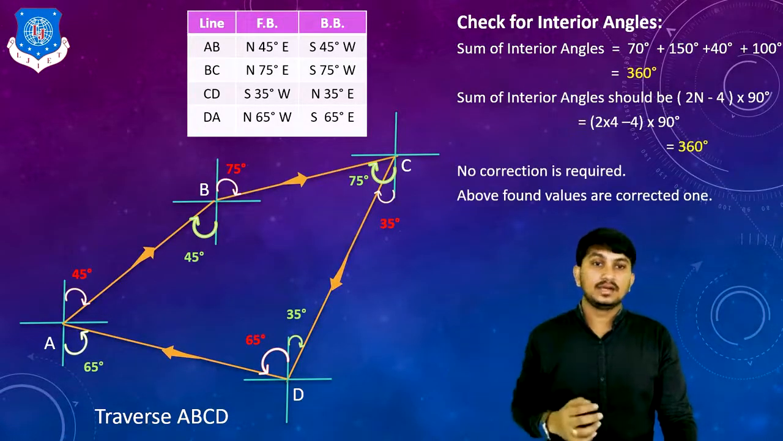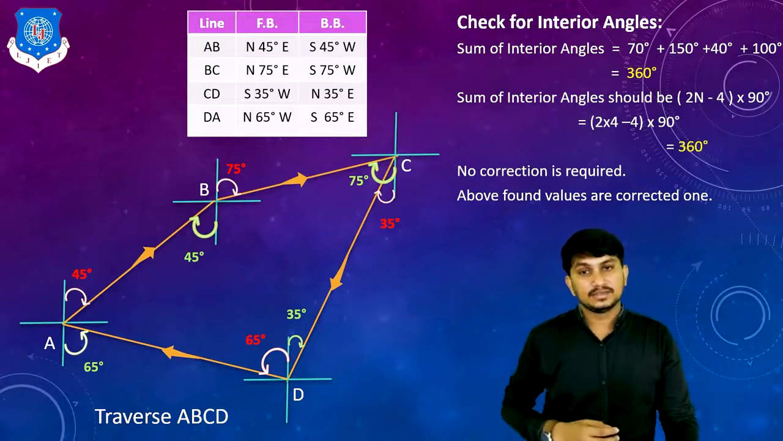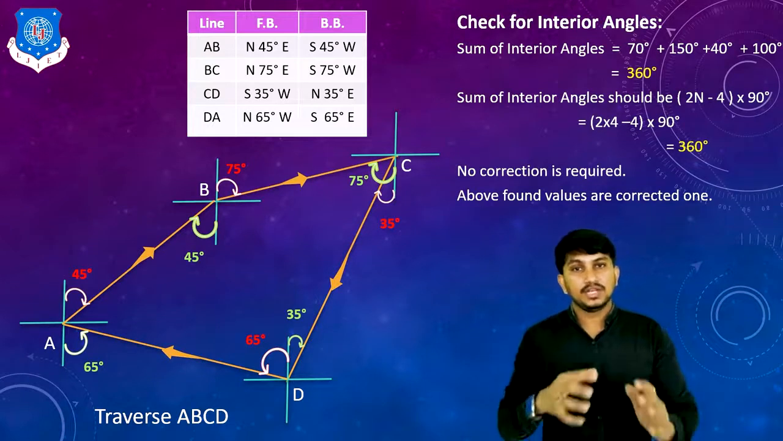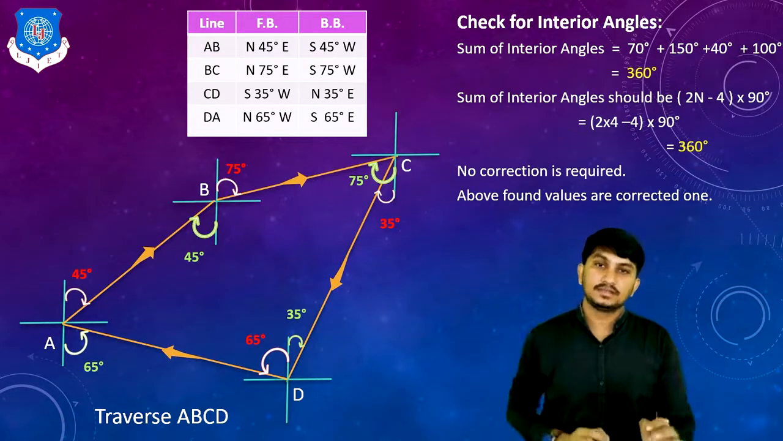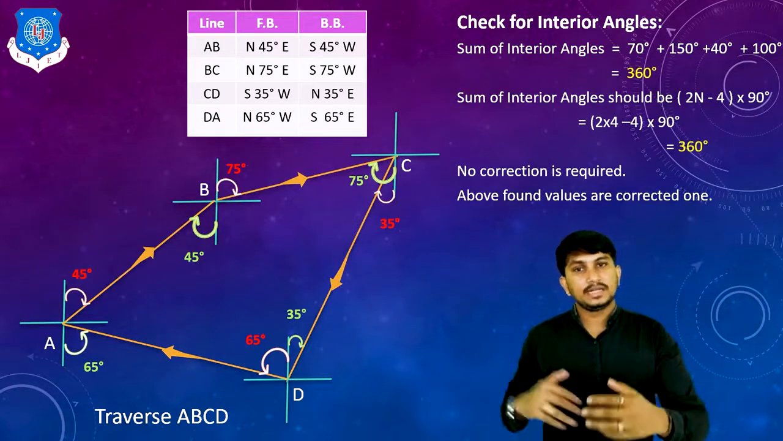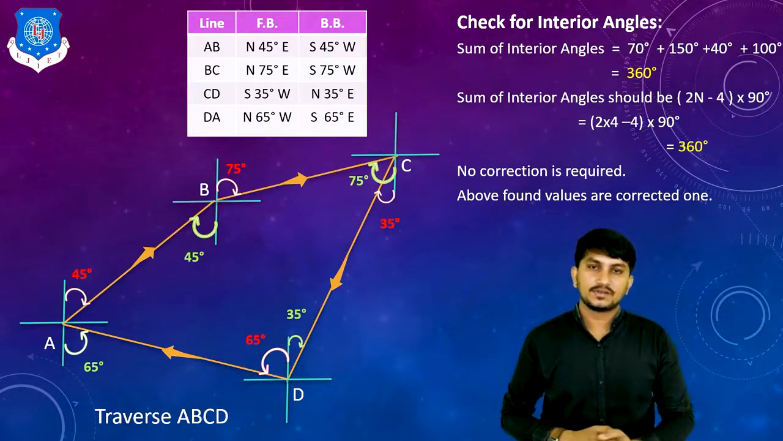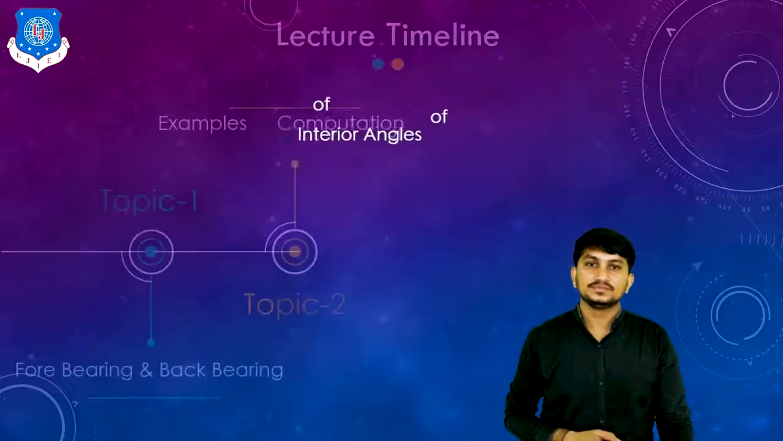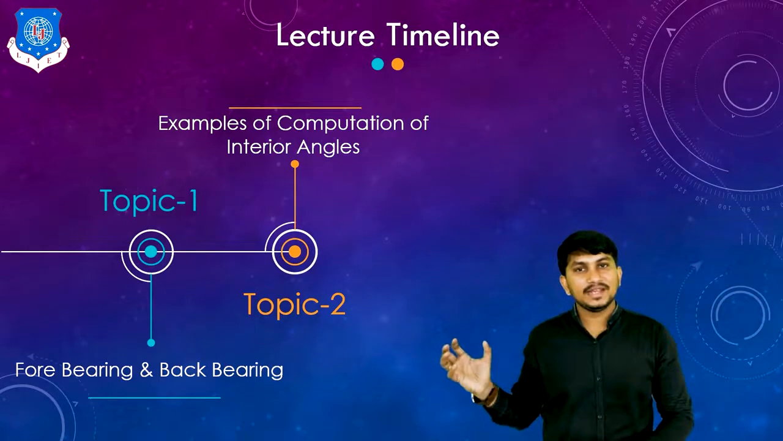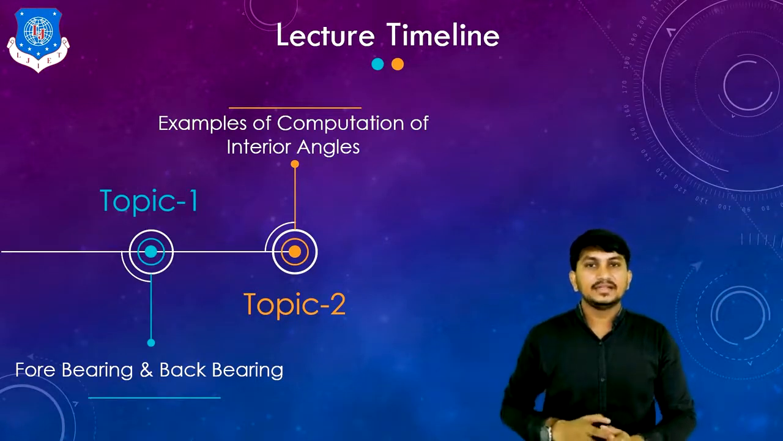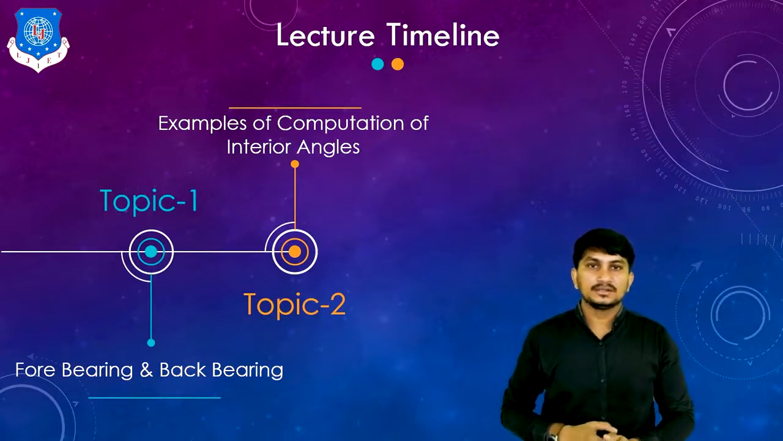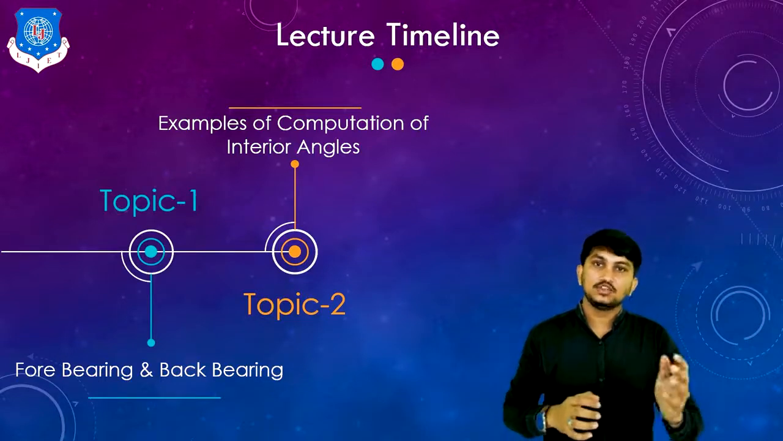These above values are the corrected interior angles. This is how we can find interior angles in QB type of system. We are not drawing the table, we are just referring to the figure of the traverse. I hope you all understand these two topics, fore bearing and back bearing, and various examples of calculation of interior angles in WCB system as well as QB system.